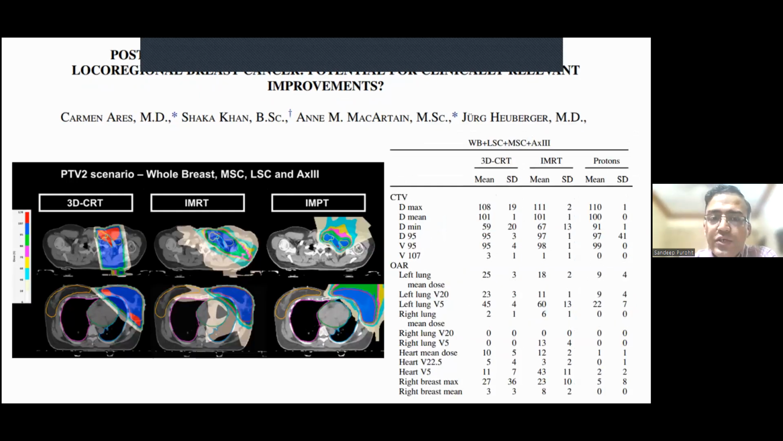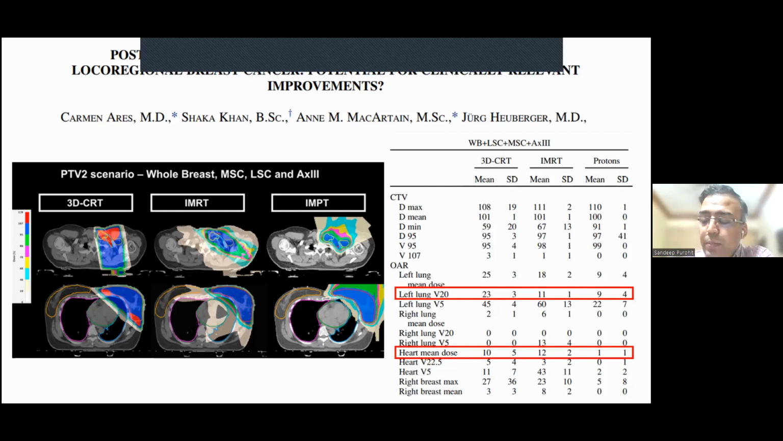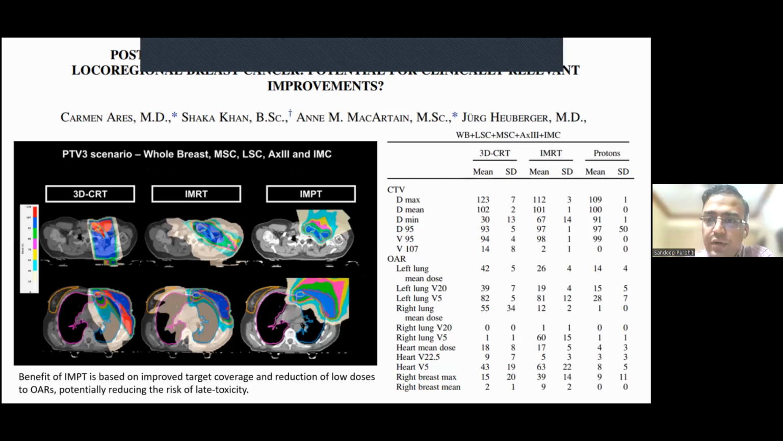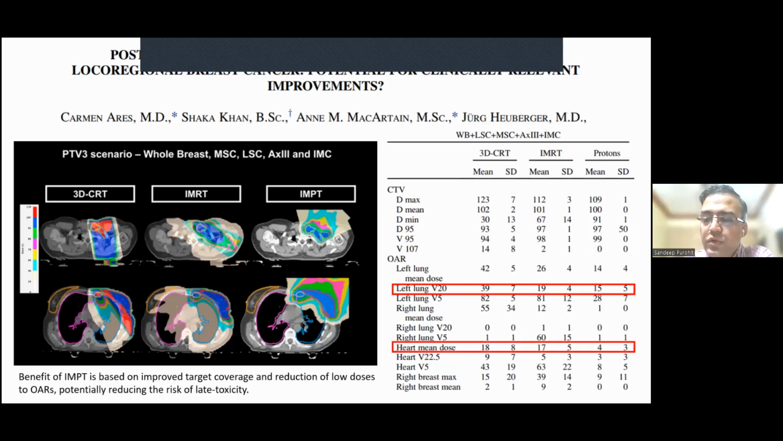Now, when whole breast along with medial and lateral supraclavicular lymph nodes and axillary lymph nodes were included, the three arms again showed better V20. It was least in the proton arm, and the heart mean dose was again minimum in the proton arm. And when internal mammary chain was also included, it again showed that the V20 was minimum in the proton, and mean heart dose was also minimum. The benefit of intensity modulated proton therapy is based on improved target coverage and reduction of doses to the OARs, potentially reducing the risk of late toxicity.